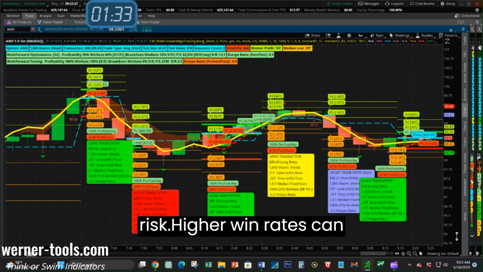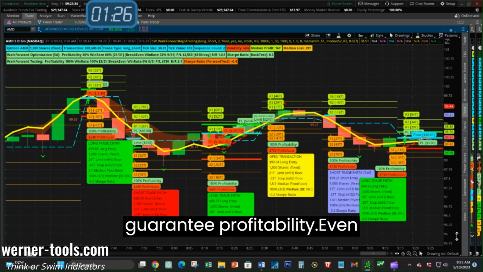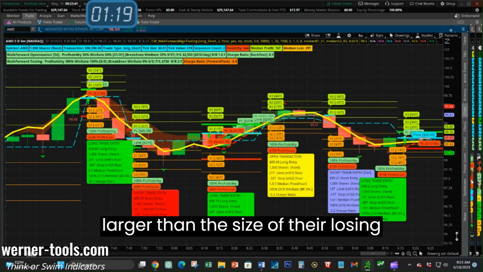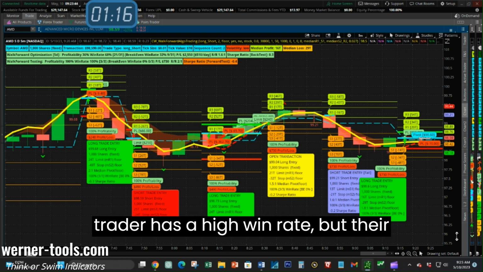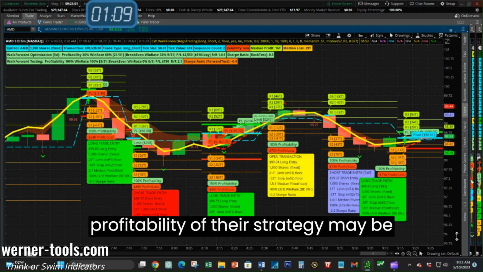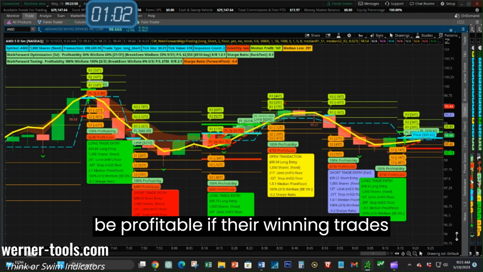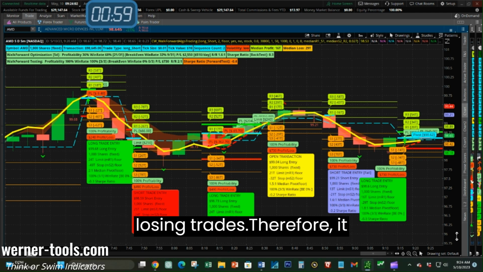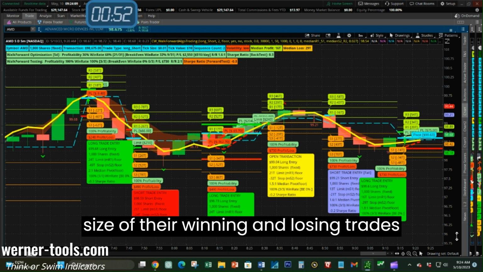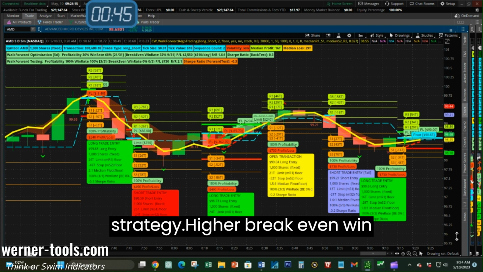Therefore, it is important for traders to find a balance between risk and reward that maximizes their profitability while minimizing their risk. Higher win rates can often produce lower profitabilities because a high win rate alone does not guarantee profitability. Even if a trader has a high win rate, the size of their winning trades must be larger than the size of their losing trades to generate a profit. If a trader has a high win rate but their winning trades are small and their losing trades are large, the overall profitability of their strategy may be lower. On the other hand, a trader with a lower win rate may still be profitable if their winning trades are significantly larger than their losing trades. Therefore, it is important for traders to focus not only on their win rate but also on the size of their winning and losing trades, as well as their risk-to-reward ratio, to determine the profitability of their strategy.